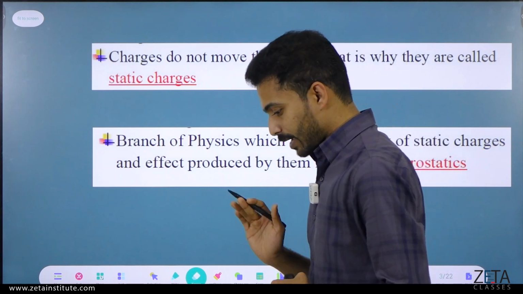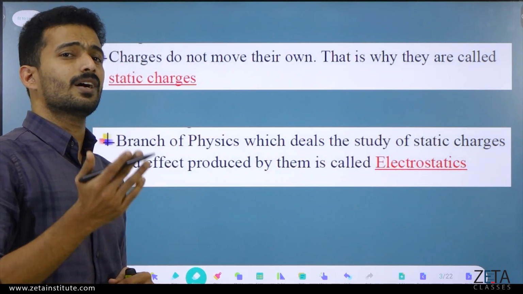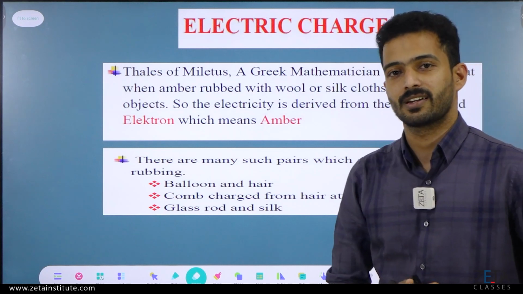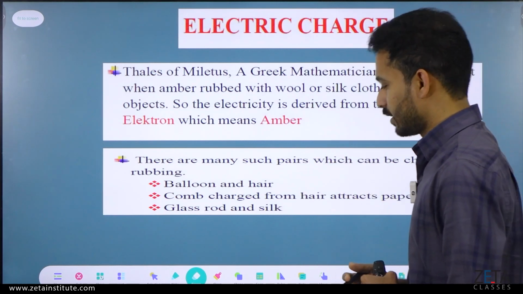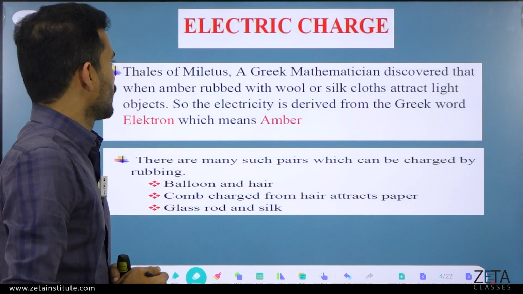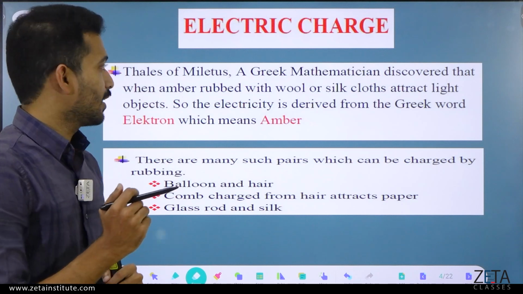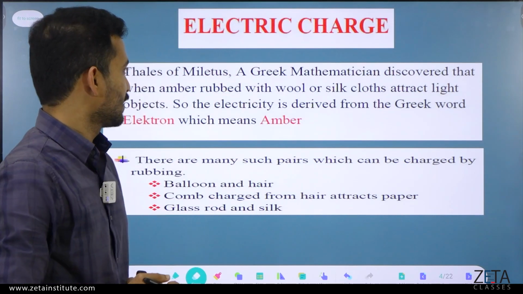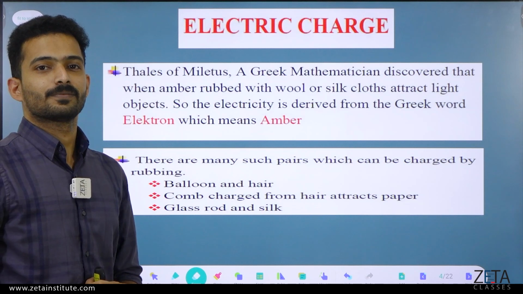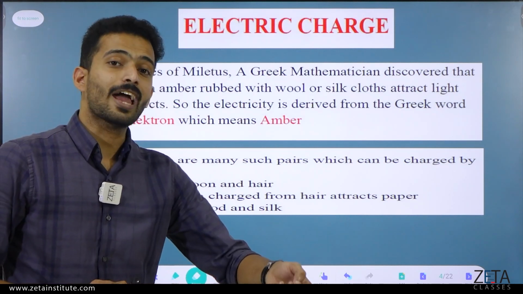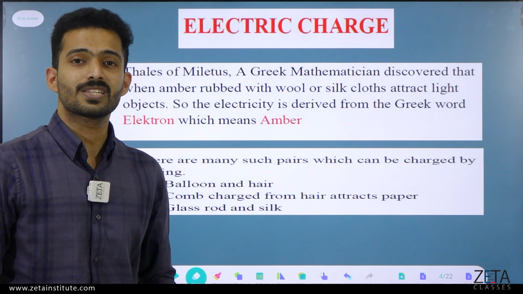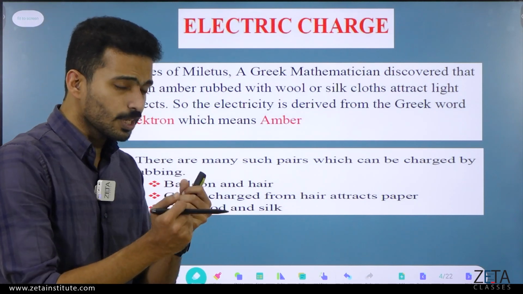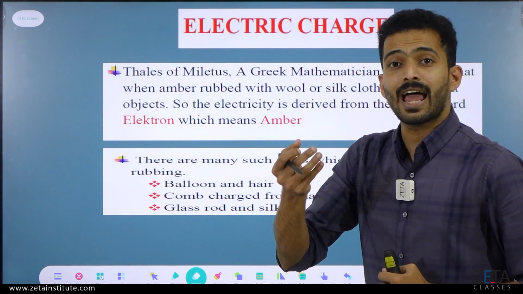So now we are discussing static charges, that means electrostatics. To discuss electrostatics, you have to know what you mean by an electric charge. A Greek mathematician, Thales of Miletus, rubbed amber with wool or silk, which attracts light objects. So what is the reason? Many years ago, he observed that when amber is rubbed with wool or cloth, it attracts lighter objects.